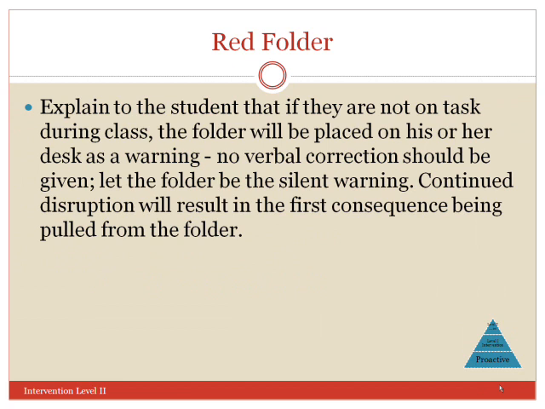Explain to the student that if they are not on task during class, the folder will be placed on his or her desk as a warning. No verbal correction should be given. Let the folder be the silent warning. Continued disruption will result in the first consequence being pulled from the folder. Once the first consequence is issued, the next time the student is disruptive, they will receive the next consequence.